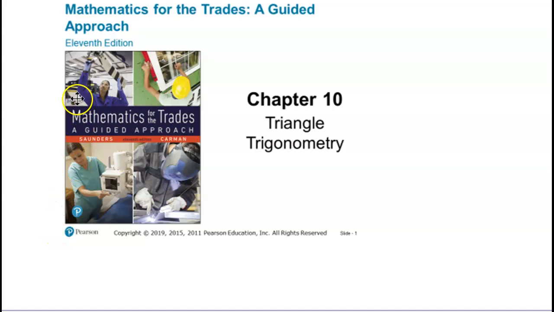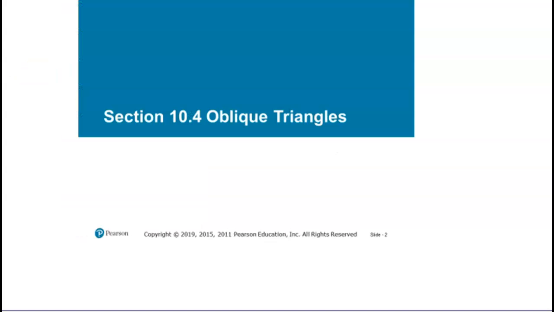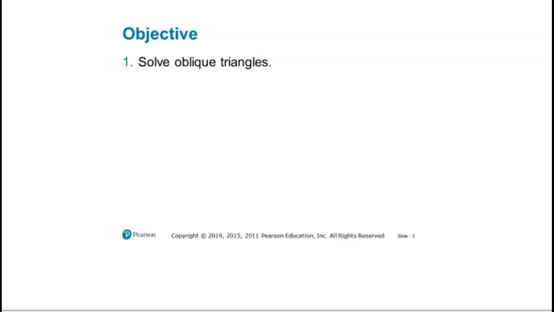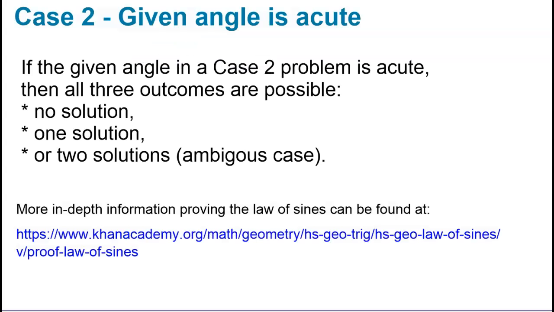This video will be looking at Chapter 10, Triangle Trigonometry, and is a continuation of looking at oblique triangles and how to solve oblique triangles. In the last video we looked at case 2, where the given angle was an obtuse angle. Make sure that it's a case 2 problem, where they're giving you two sides and an angle that is opposite one of the sides.